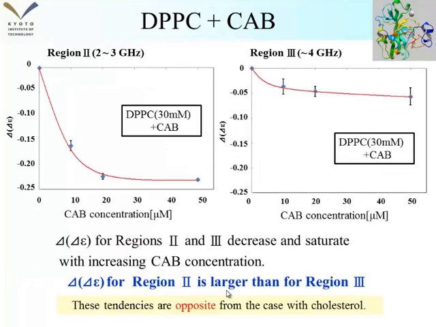Next, we also introduced the interaction between DPPC liposome and CAP protein. These figures show also delta delta epsilon versus target biomolecule concentration. Similar to the former result, it is observed that delta delta epsilon decreases with increase in target concentration. Compared to the former case with cholesterol, delta delta epsilon is larger for region 2 by about 3 to 5 times than for region 3. These tendencies are opposite from the case with cholesterol.